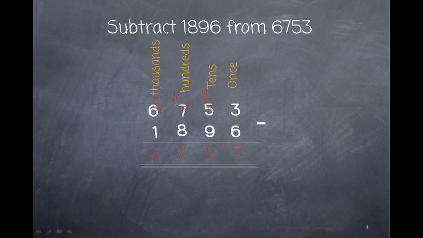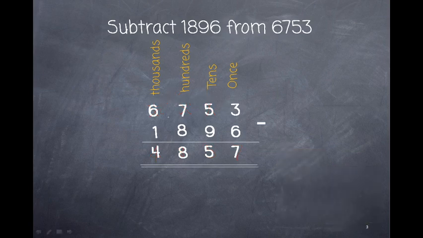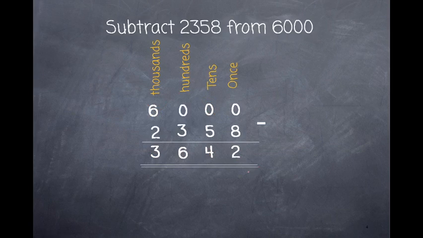So that is how we subtract, or reduce a smaller number from a larger number. Okay, so the answer is 4,857. Okay, that's the answer. Let's do another one.